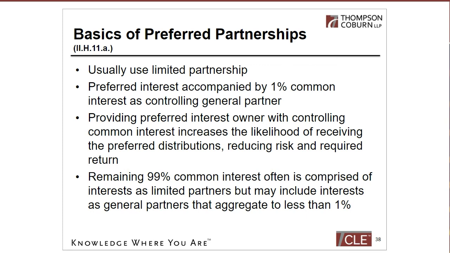Remember, I mentioned that the preferred return is more risky than an interest payment, because an interest payment is payable regardless of your income, whereas a preferred return is contingent on earning the income and deciding to make the distribution. So there is a premium for the preferred return. It would be nice to be able to cut down that premium, and you can cut it down by having the person who holds the preferred also have a general partner interest able to force distributions out.